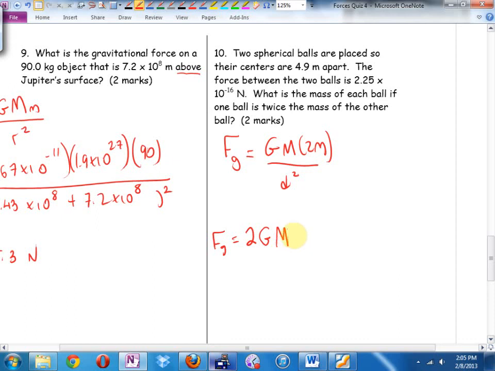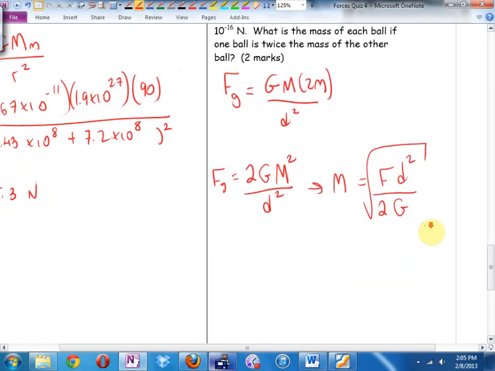Okay, I can do that. Cool. Now I've kind of turned it into something very similar to question number 3 or 4, whatever it was. I want to get the M by itself. Someone pointed out times by D squared, divide by G, and divide by 2. I'll get M squared equals the force times D squared divided by 2 and G. And Nick, how do I get rid of a squared? Darn right.